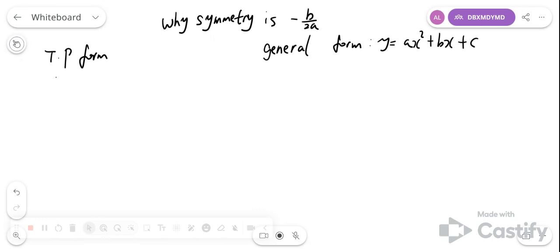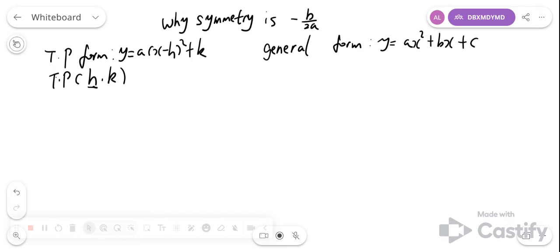So that is why if you have the turning point form, which is already y equals a(x minus h) to the power of 2 plus k, in this case you already have your turning point, which is (h, k). So you don't really have to find a symmetry, because my symmetry is already there in the turning point, which is the value h. So x equals h. You draw the line, that is your turning point symmetry.